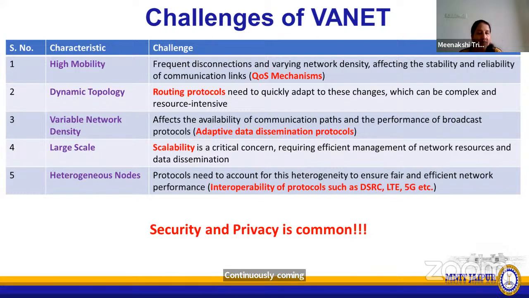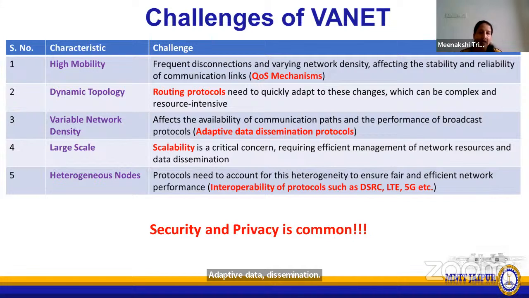So it must require routing protocols that can quickly adapt to these changes, which can be very complex or resource intensive also, but there is a need for such kind of routing protocols. Then variable network density. It affects the availability of the communication paths and performance of the broadcast protocol. So it requires an adaptive data dissemination protocol.